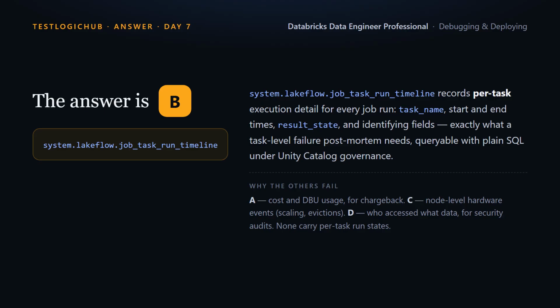The answer is B. The job task run timeline table records per-task execution detail for every job run. Task name, start and end times, and result state, all queryable with plain SQL. Billing usage is for cost. Node timeline is hardware events. And access audit is who touched what data. None of those carry per-task run states.